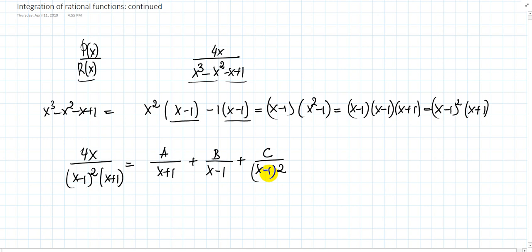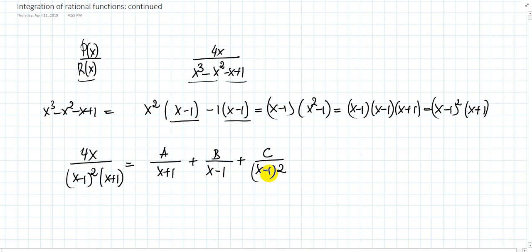Okay? So if one of the factors is repeated 2 times or 3 times, then you need to have such a number of terms on the right-hand side. For example, if I would have x minus 1 cubed, how many terms would you have for this x minus 1 cubed? 3 terms, right? It would be a divided by x minus 1, b divided by (x minus 1) squared, plus c divided by (x minus 1) cubed. Okay?